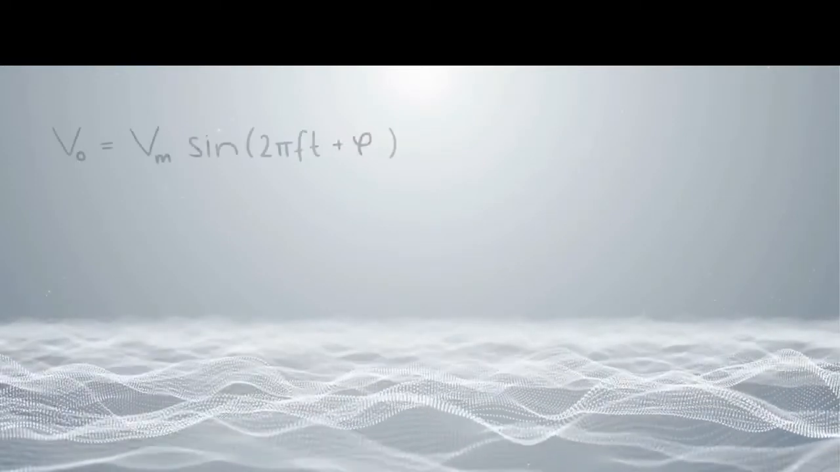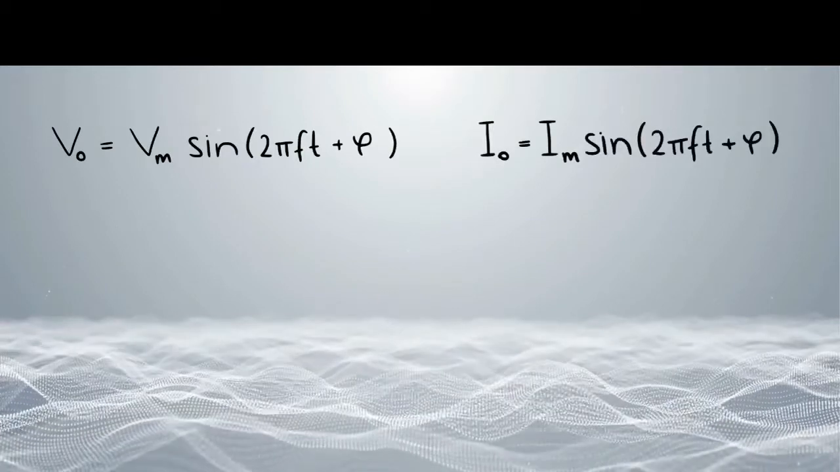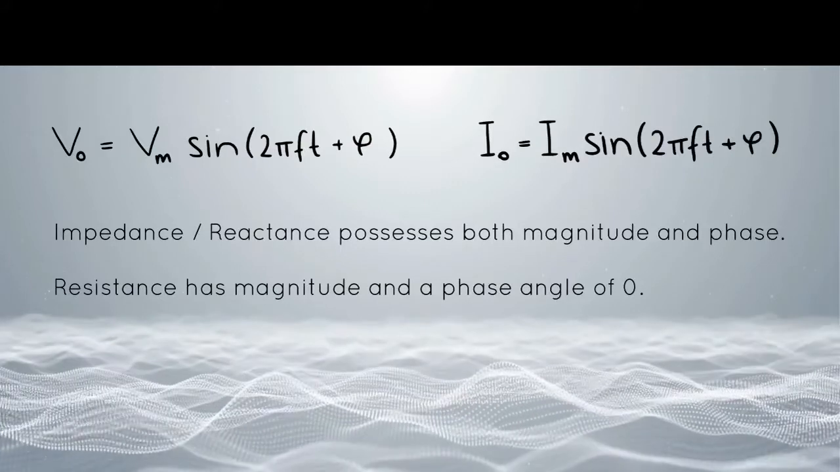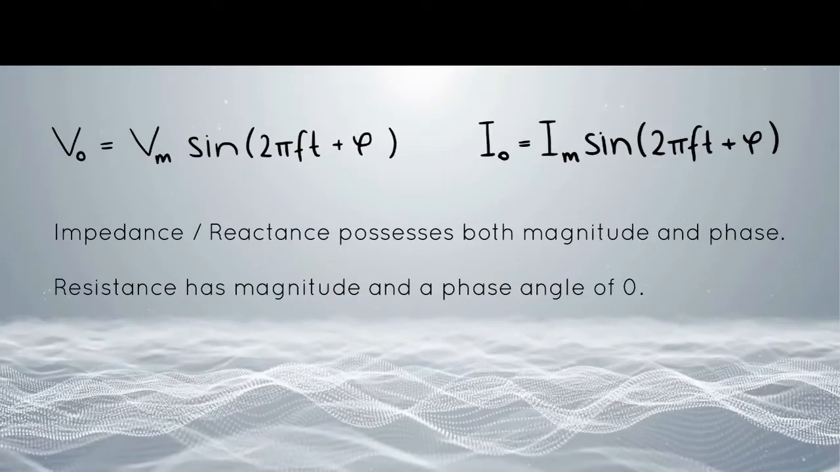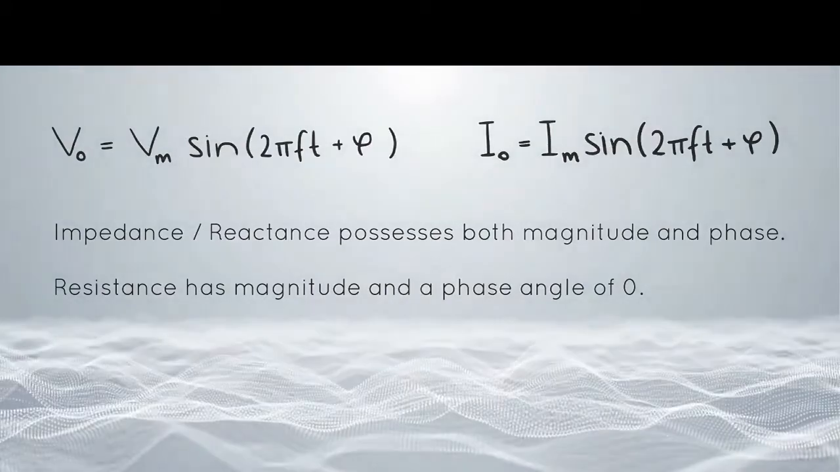But let's just go back for a second. AC stands for alternating current, and as the name suggests, it's constantly changing, so we often represent this using sine waves. This is the standard form for the expressions for voltage and current. We represent it in this way because impedance and reactance possess both magnitude and phase, whereas resistance only has magnitude. Its phase angle is 0, as it's a scalar quantity.